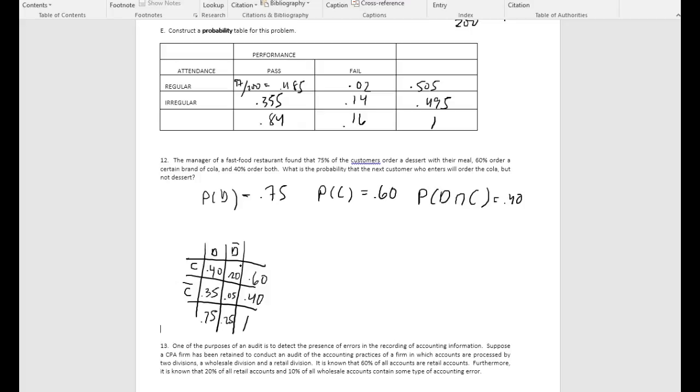What is the probability that the next customer who enters will order cola but not dessert? So it would be the probability of C and not D. We just go find where C and not D cross. It looks like we have 0.20. So that's our answer.